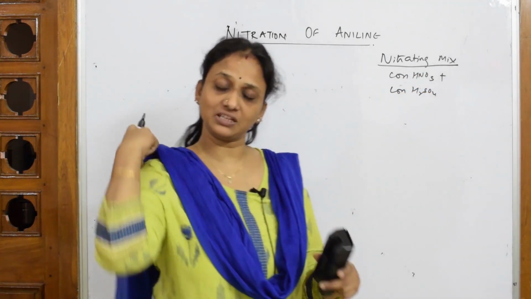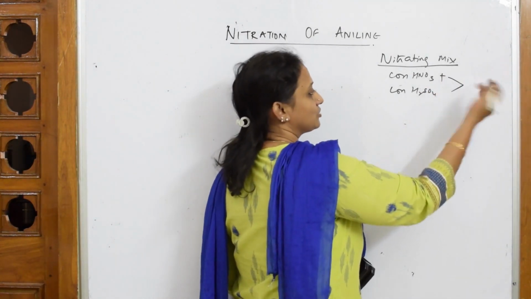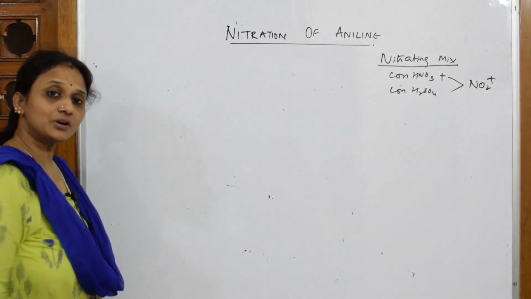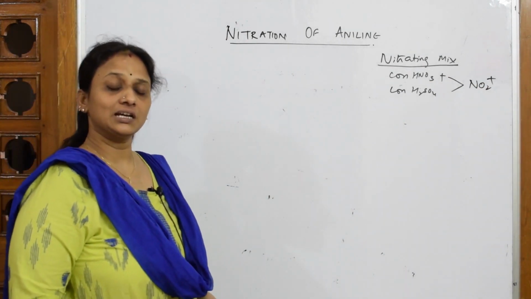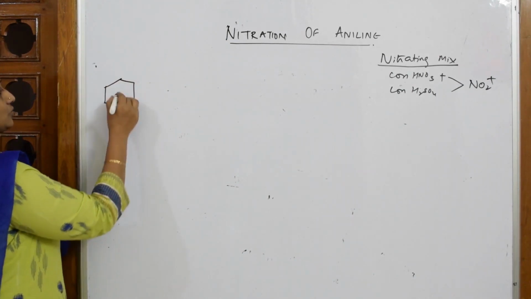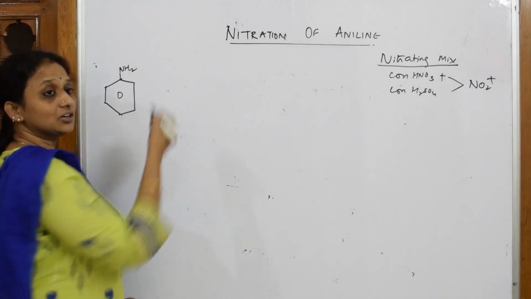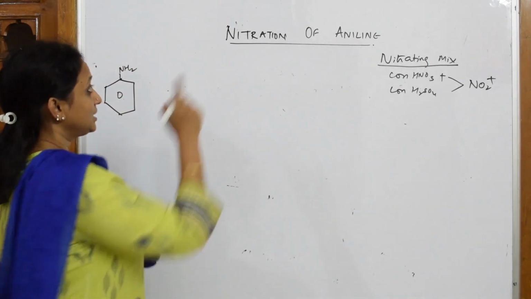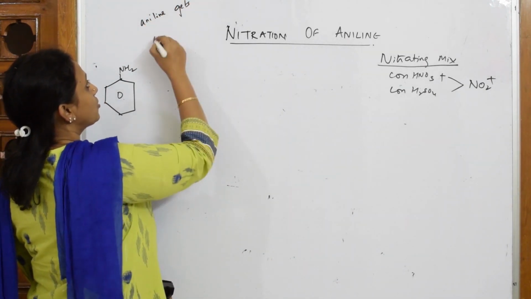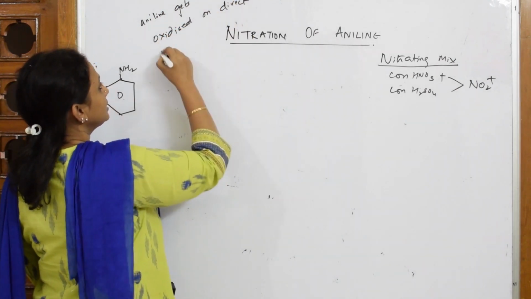We already know the electrophile which this is going to supply. You have studied in grade 11 the small mechanism where the NO2 plus group is shifted. So the electrophile which it is going to supply is the NO2 plus cation. Now first important thing, aniline does not undergo nitration directly. When you allow it to undergo nitration, it just gets oxidized. Most important thing, you have to note it: aniline gets oxidized on direct nitration.